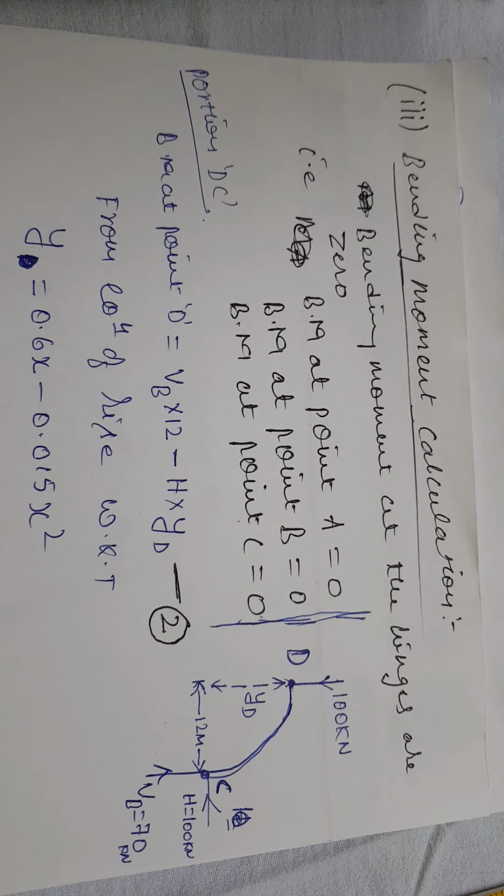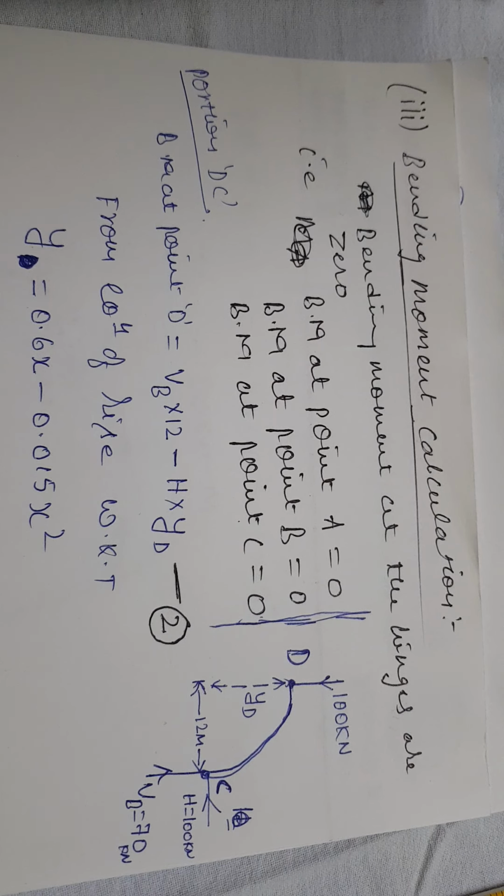At point B we have a hinge support, so it will be equal to 0. At point C we have a hinged support, so it will be equal to 0. So bending moment at A will be 0, bending moment at B will be 0, bending moment at C will be 0. Okay, this will remain the same for all the arch problems.